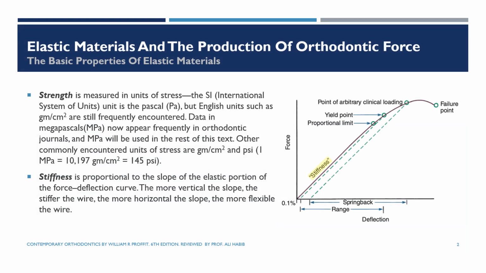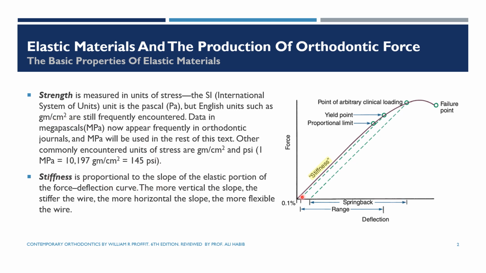Strength is measured in units of stress, which is megapascal, and 1 megapascal equals, let me show you here, 10.197 gram per square centimeter. So Pascal means force, or gram, per the surface area. The two units most commonly used nowadays are megapascal in orthodontics and gram per square centimeter.